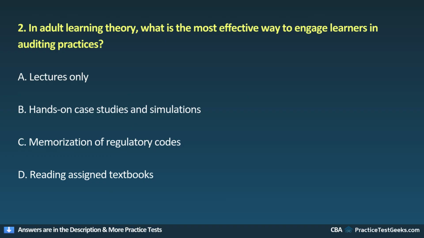2. In adult learning theory, what is the most effective way to engage learners in auditing practices? A. Lectures only. B. Hands-on case studies and simulations. C. Memorization of regulatory codes. D. Reading assigned textbooks.